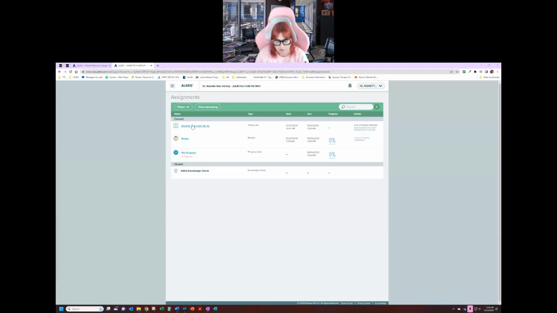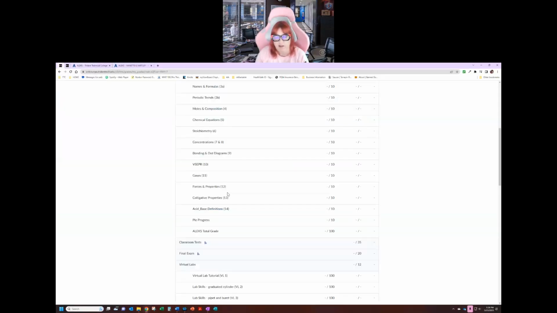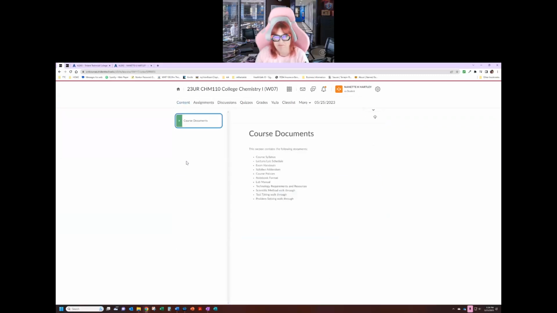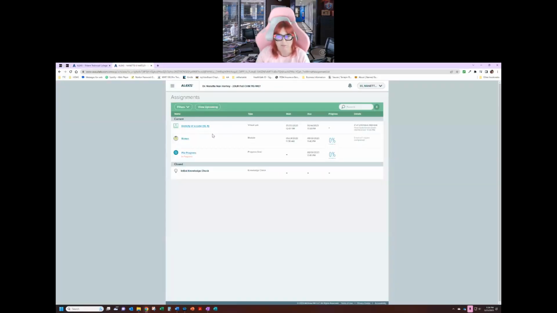Now, remember that the density of the cube goes with that first lab, that matter and units of measure, sorry. And it's the units of measure that most specifically deals with the density.